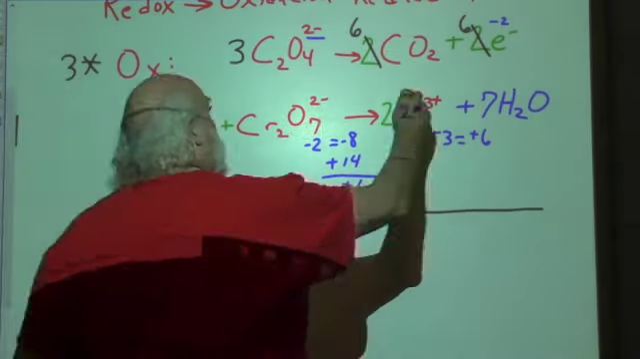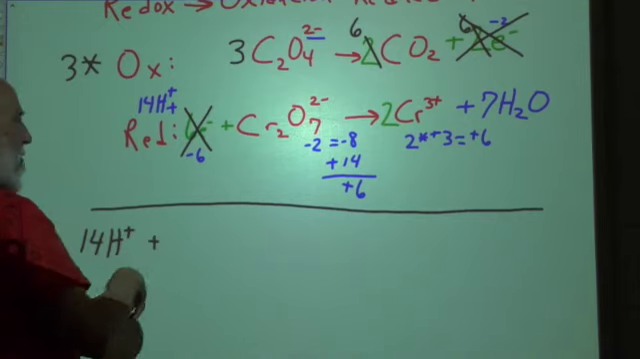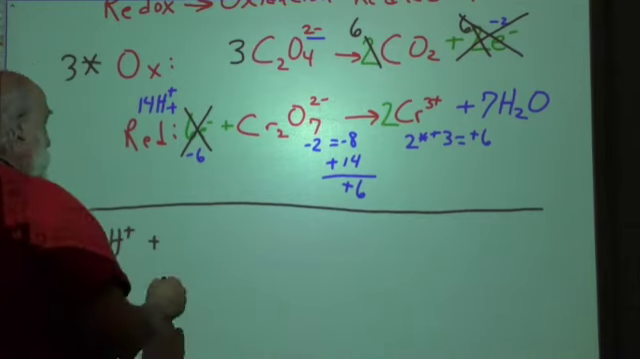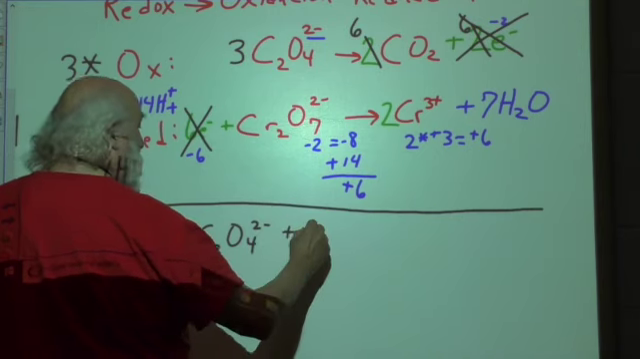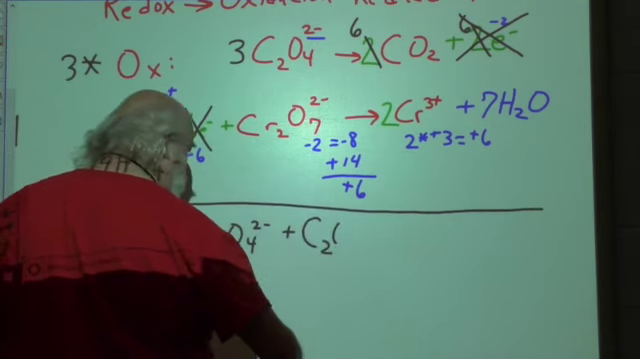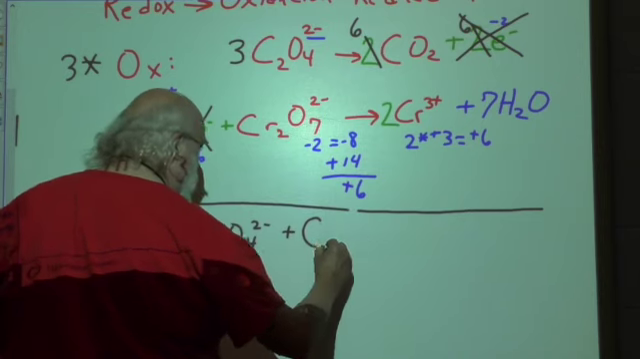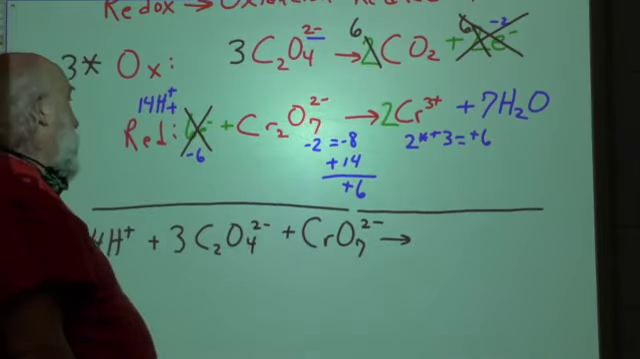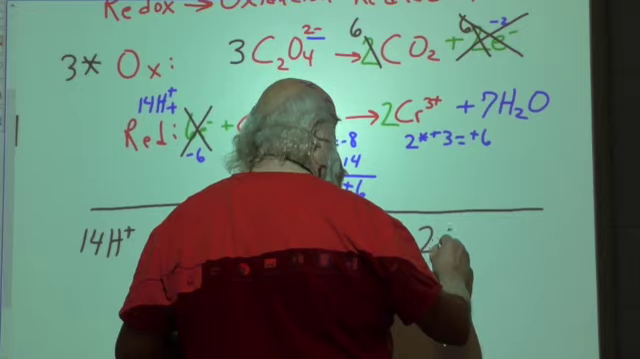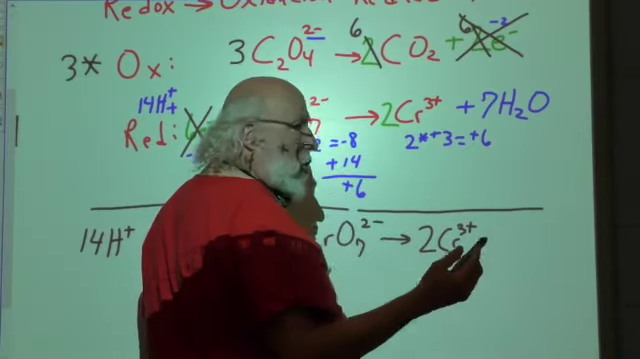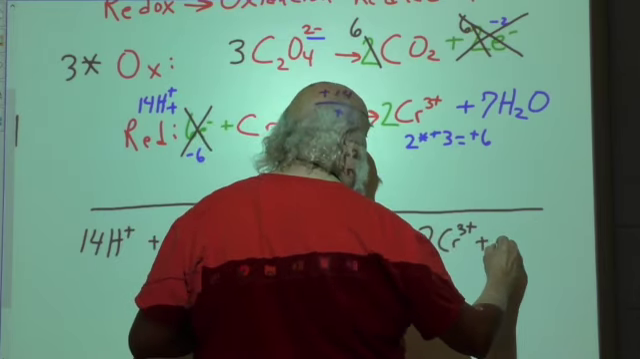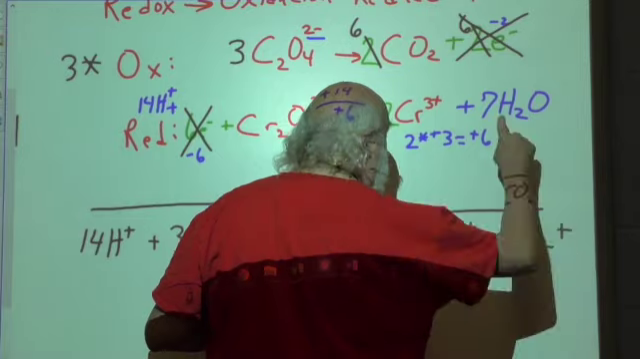So over here we have 14 hydrogen ions. And we don't have to worry about aqueous, but we know all ions are going to be aqueous. Plus 3 oxalate ions, plus dichromate ion. Got the R. Yields 2 chromium, 3 positive. And it makes no difference what order you put them down. You can put them in whatever order you want. 6 carbon dioxides and 7 waters.